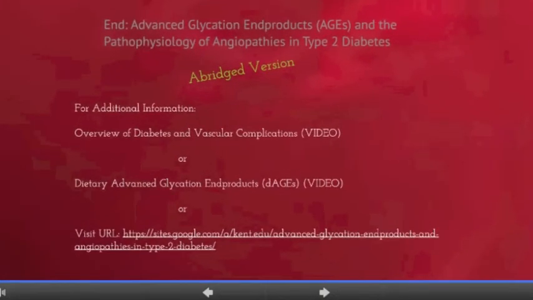The end of the abridged version of Advanced Glycation End Products and the Pathophysiology of Angiopathies in Type 2 Diabetes. Detailed explanations of various mechanisms involved in the development of vascular complications are available in the full-length version. Additionally, there are 2 other related videos, Overview of Diabetes and Vascular Complications, and Dietary Advanced Glycation End Products. This information is also available at the provided URL.